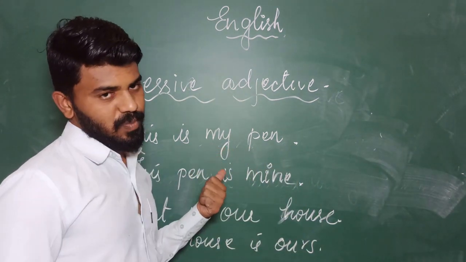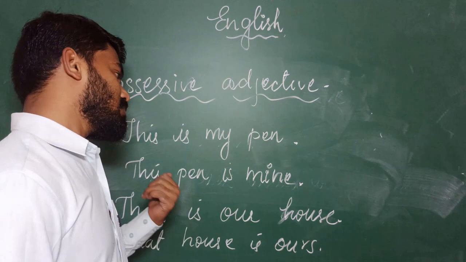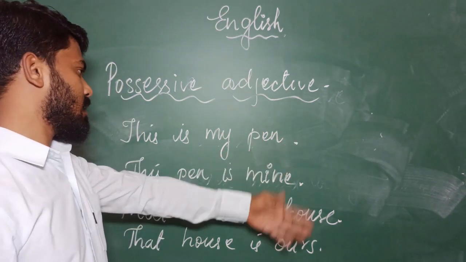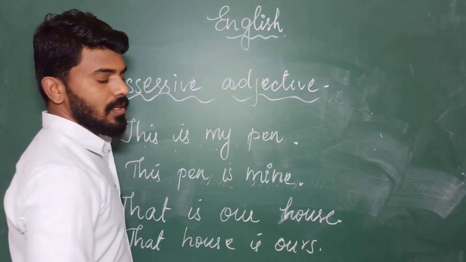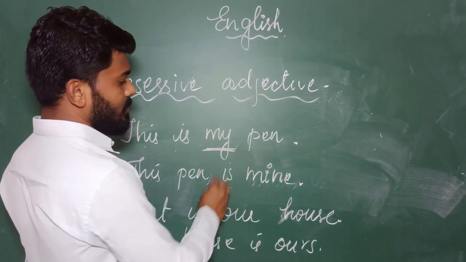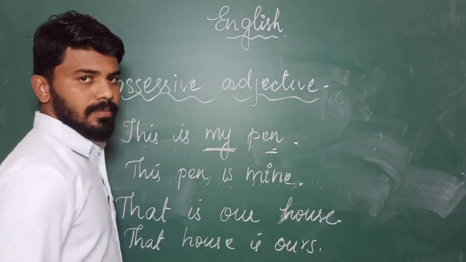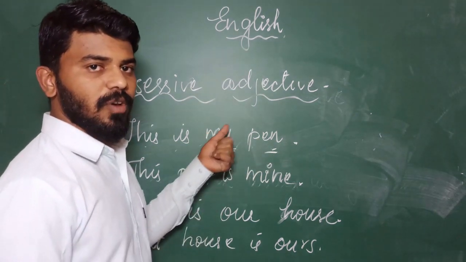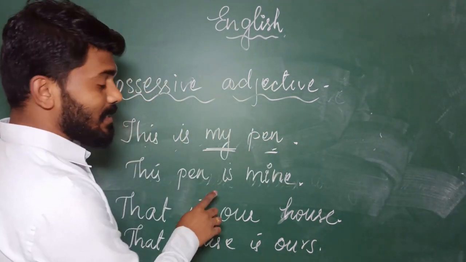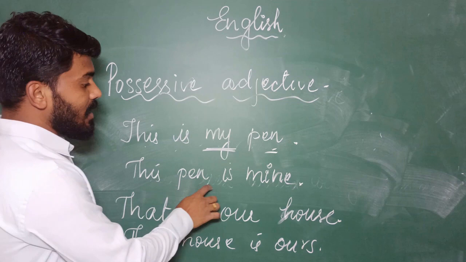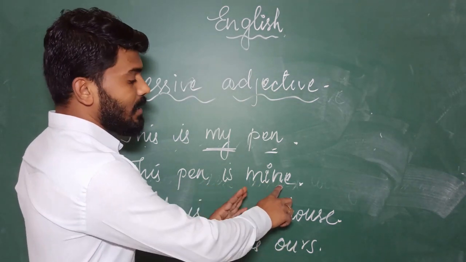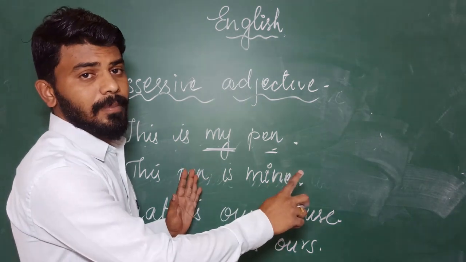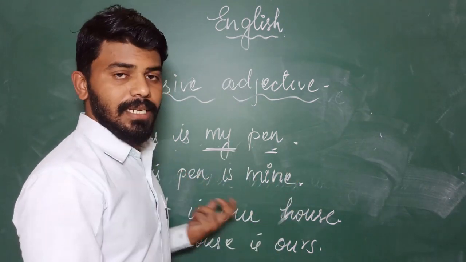There are possessive pronouns as well as possessive adjectives. See here, this is my pen. Whose pen is it? It is my pen. It talks about this, the pen. The adjective is followed by a noun. Here it is a different case. This pen is mine. Okay? This pen is mine. It doesn't qualify anything. Okay? It just tells it is mine.